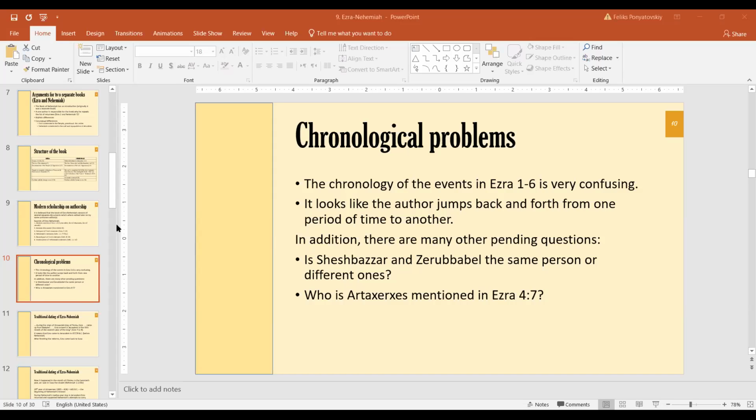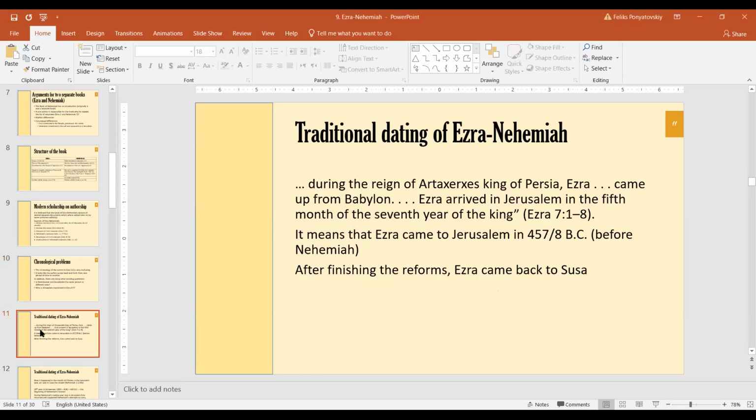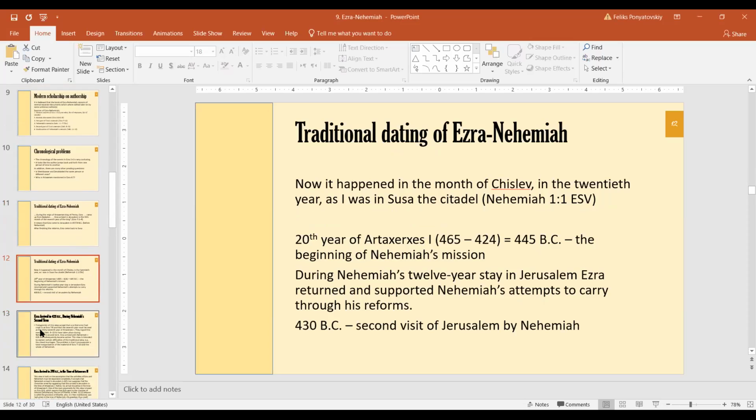Okay, so now let us continue and tell you a little bit more about the historical background of Ezra-Nehemiah. First of all, I just want to mention that there are several different datings of the events in the book of Ezra-Nehemiah, but the traditional one is the most common now, and most of the scholars argue for this position.